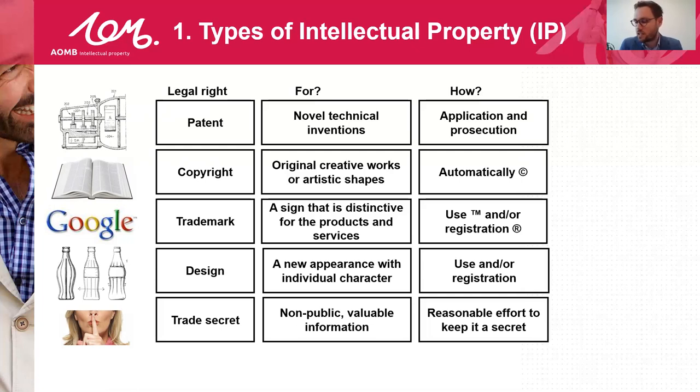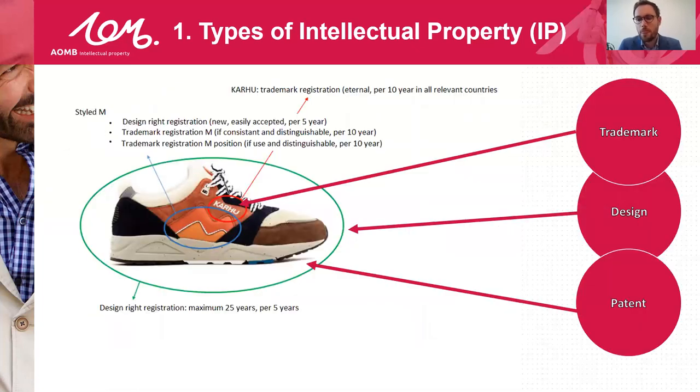And as we will see on the next slide, one product can be protected by several types of rights. So in the example of this shoe, there is branding, of course. So you have the car hoop, which is a trademark logo. And you also have the styled M in the middle, in the blue circle, which is also a trademark right. And then you have just the general layout of the shoe, how it's shaped, and that it can be protected by a design right.